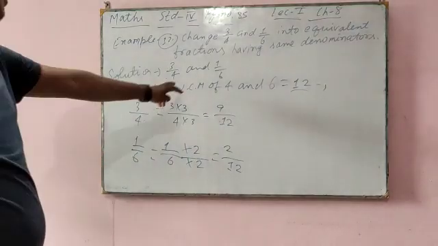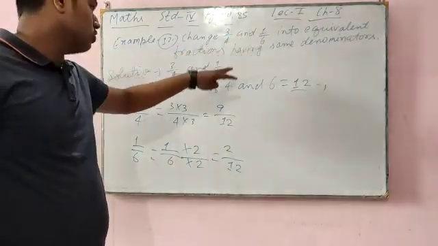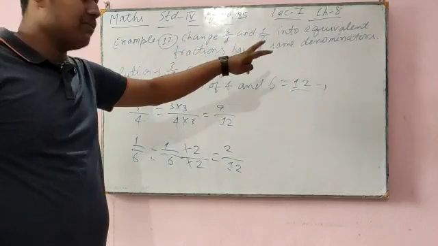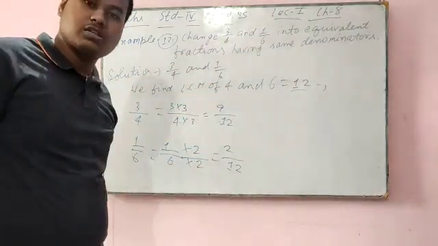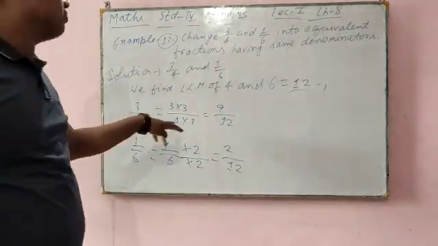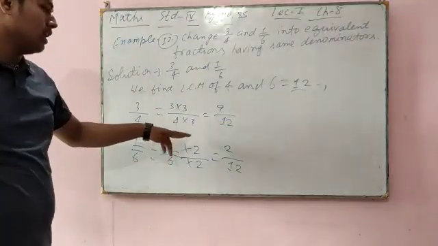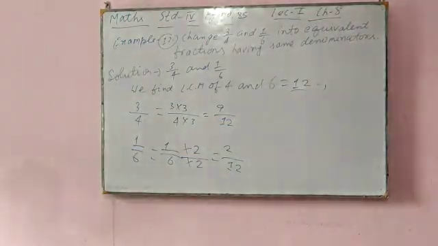So see, we changed 3 by 4 and 1 by 6 to equivalent fractions having the same denominator. The denominator is also the same for both. First, very easy, you have to find the LCM. After finding the LCM, whatever number you multiply, your denominator will come the LCM you have found. So 12 done. Come to example number 13.